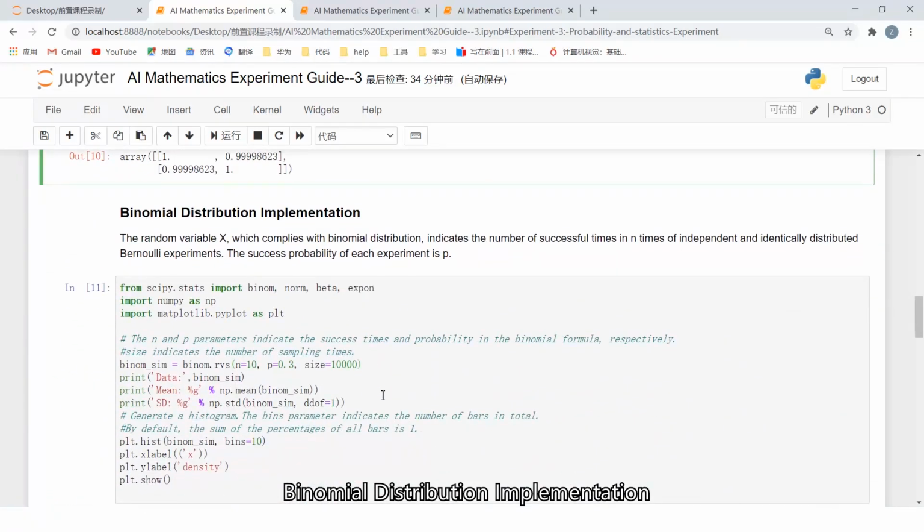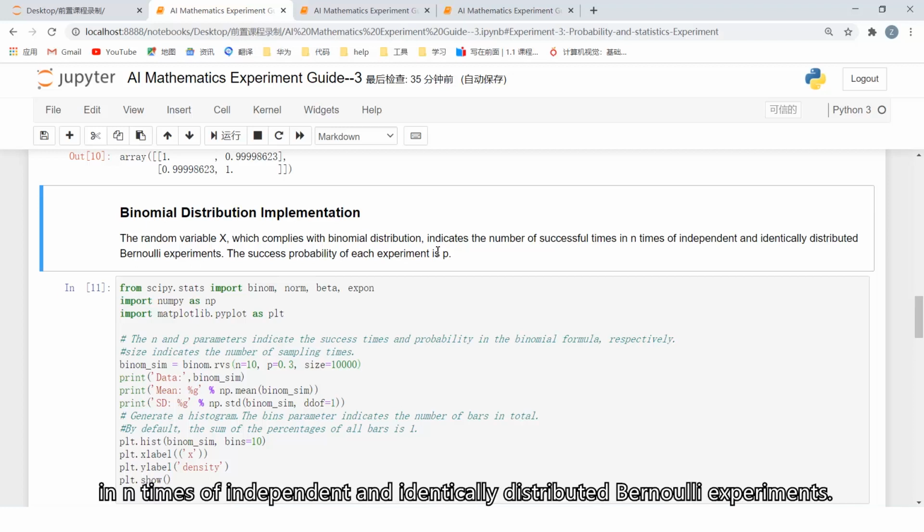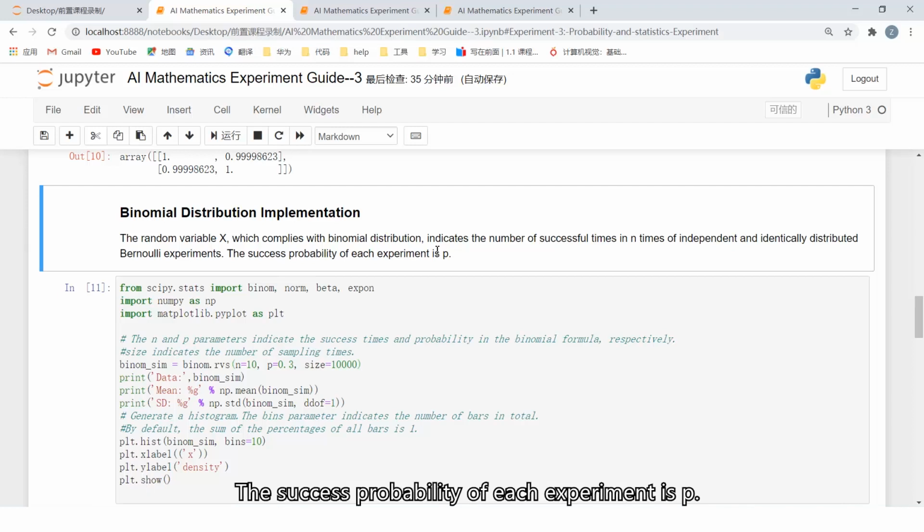Binomial distribution implementation. Recall the main concept. The random variable x, which complies with a binomial distribution, indicates the number of successful times in n independent and identically distributed Bernoulli experiments. The success probability of each experiment is p.